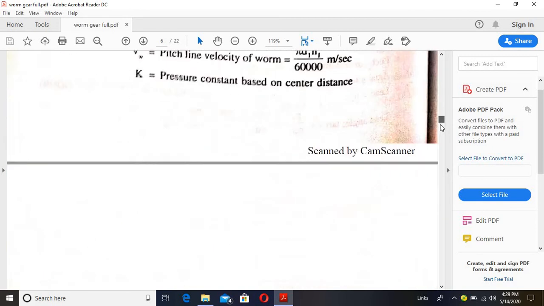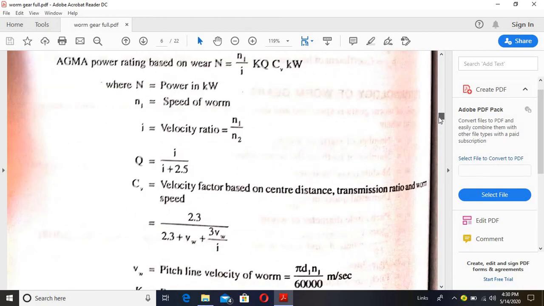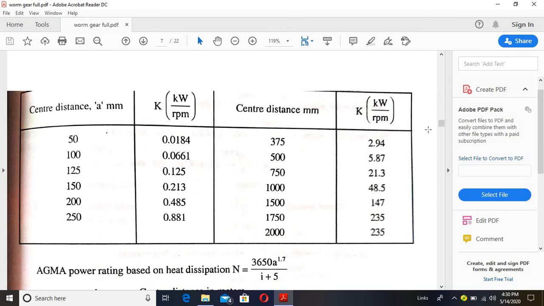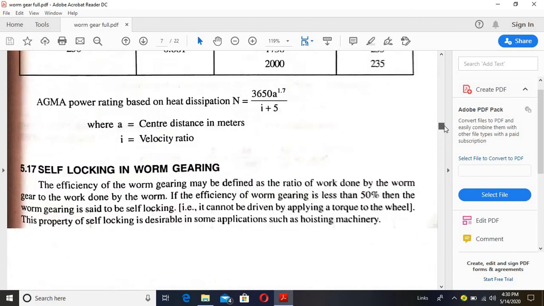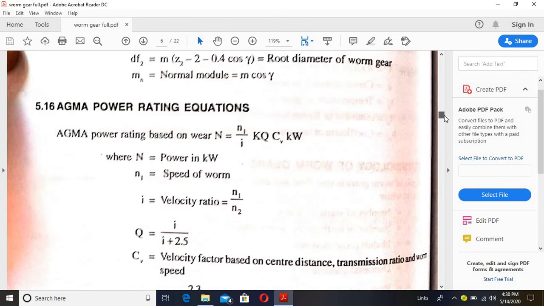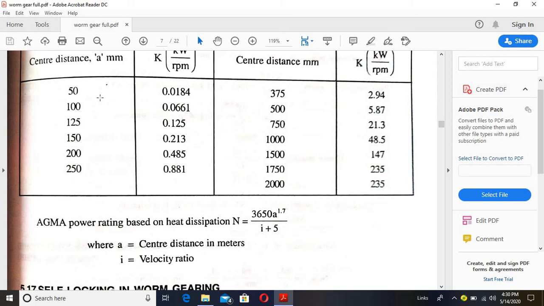Next, this is the formula to calculate K based upon the center distance. Depending upon the center distance, we are directly taking the value of K. Where do you get K? Here in the formula to calculate power based on AGMA, we have K. So to calculate K, based upon the power, we are directly taking the value of K, whatever the center distance you get.